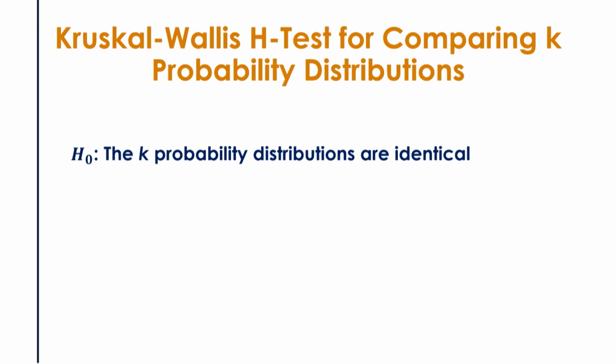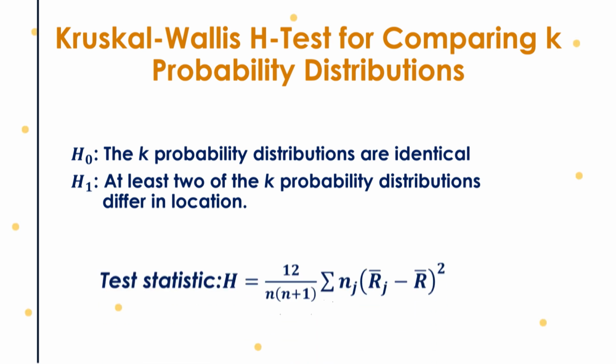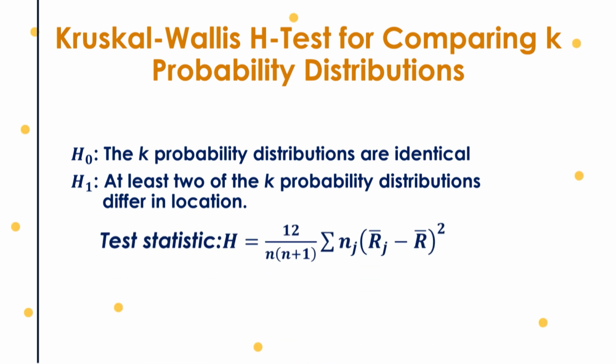First we have to frame the null hypothesis. The null hypothesis H naught is that the k probability distributions are identical, and the alternative hypothesis is that at least 2 of the k probability distributions differ in their location. The test statistic is H, which has the formula 12 divided by n into n plus 1, summation nj into rj bar minus r bar, the whole square.